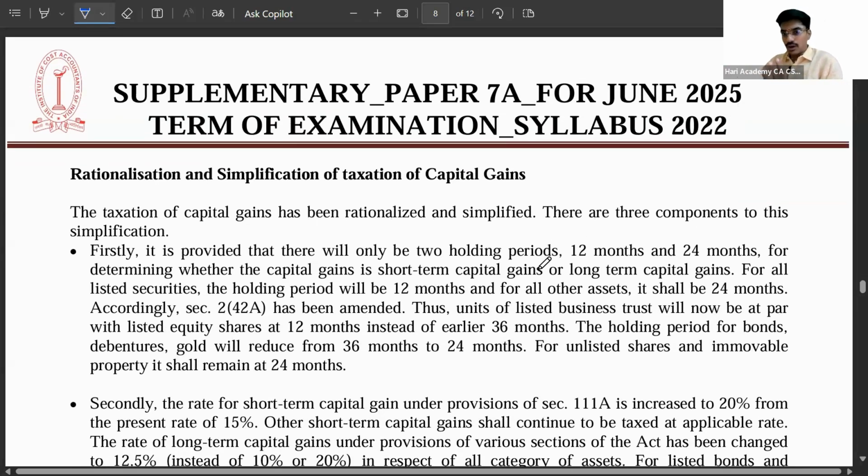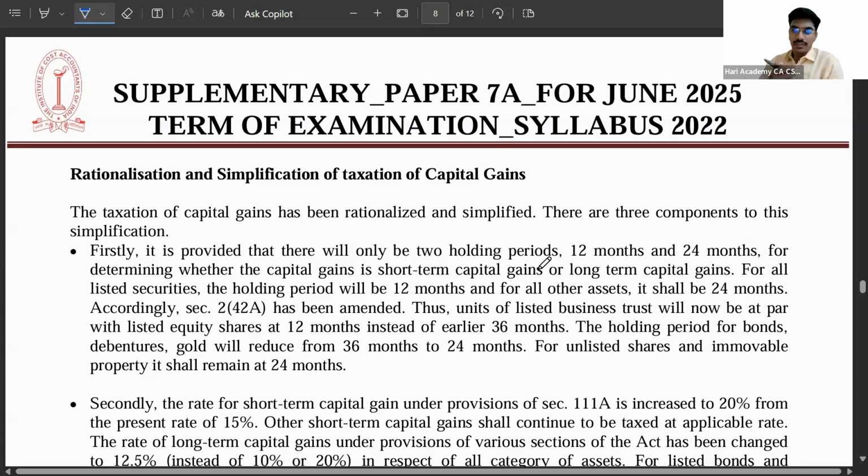earlier the period of holding for an asset to be classified as short term or long term was 3. In case of listed shares and securities, it was 12. In case of land and building and unlisted shares, it was 24. For all other assets, it was 36. Earlier, there were 3 parts: 12, 24, and 36.